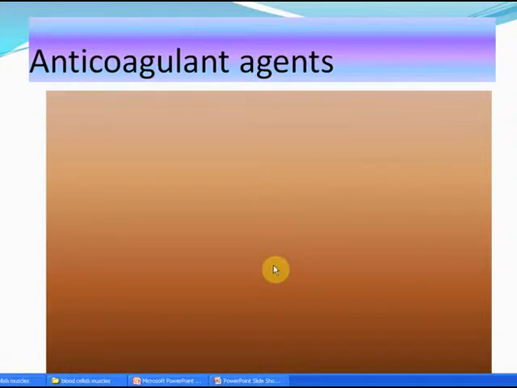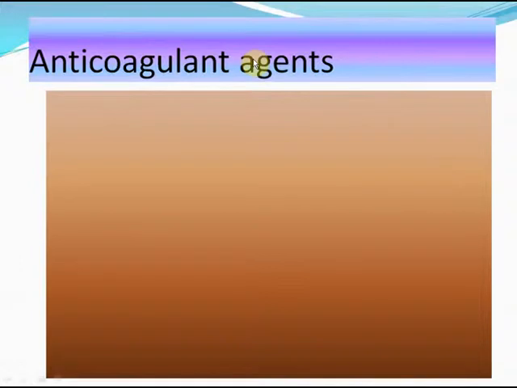Now, here comes anticoagulant agents. Anticoagulant agents are those which prevent coagulation of blood. The important ones are as follows. Heparin. It is formed by mast cells in connective tissue and basophils inside blood. Antithrombins that inactivate thrombin formed in intact blood.